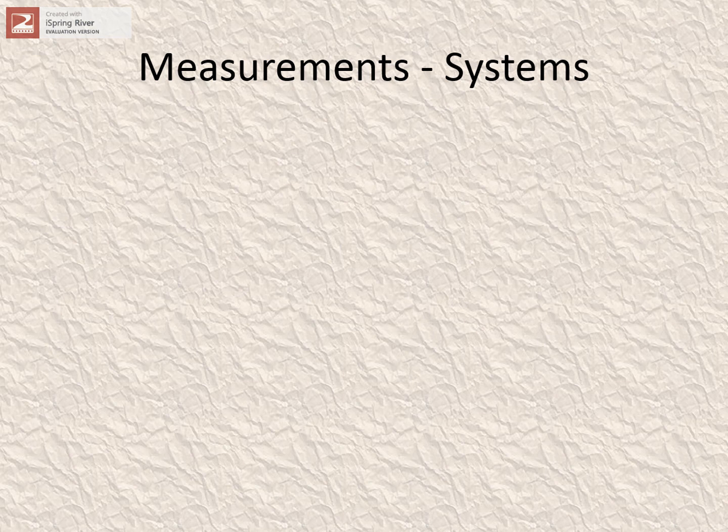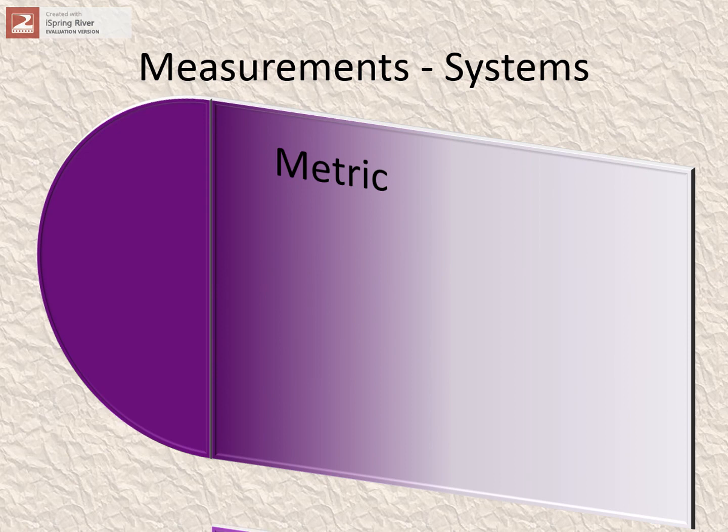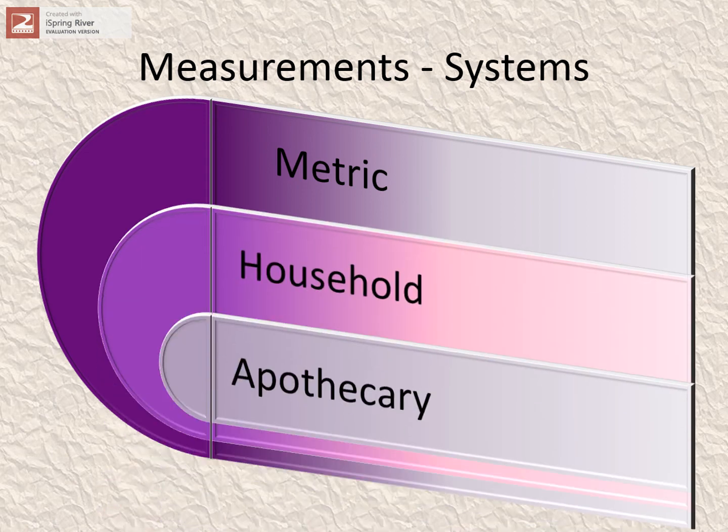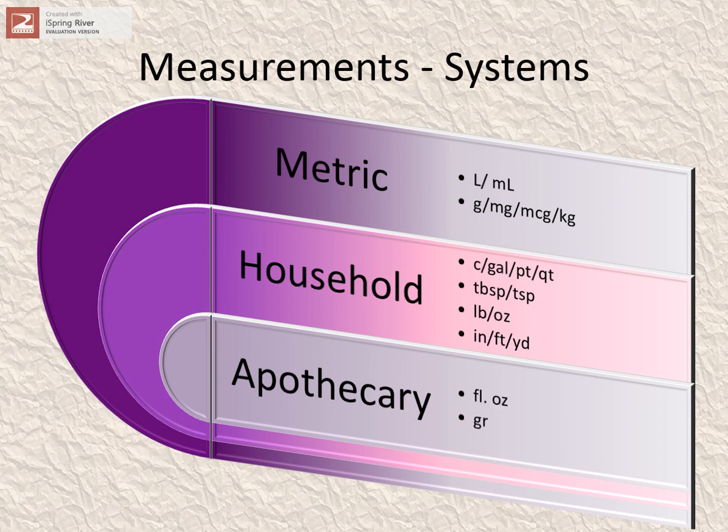Okay, so here are the different measurement systems. You're going to have the metric system, the household system, and the apothecary system. In America, we have all three systems that we still use. The metric includes liters, milliliters, grams, milligrams, micrograms, kilograms, all that sort of stuff. Household includes cups, gallons, pints, quarts, tablespoons, teaspoons, pounds, ounces, inches, feet, and yards. And the apothecary really only includes fluid ounces and grains. You won't see the apothecary as much, especially the grains. Fluid ounces, you still see a lot.